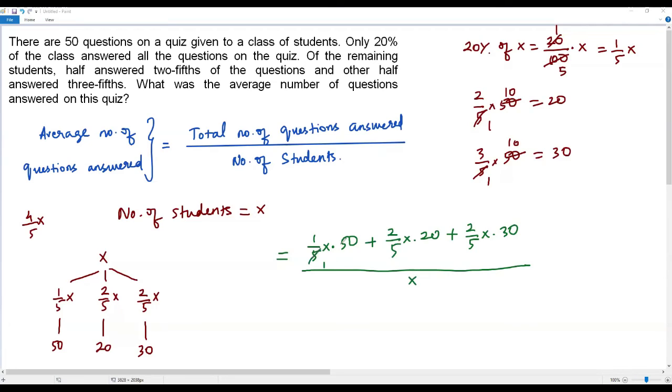Here 5 goes into 5 one time, 5 goes into 50 10 times. Here 5 goes into 5 one time, 5 goes into 20 4 times. Here 5 goes into 5 one time and 5 goes into 30 6 times. So 1 times X is X, X times 10 is 10X, plus 2 times X is 2X, 2X times 4 is 8X, plus 2 times X is 2X, 2X times 6 is 12X, over X. Now when I add 10X, 8X, 12X, I'm getting 30X over X. This X will cancel out, I'm getting 30. So therefore, the average number of questions answered on this quiz per student is 30.